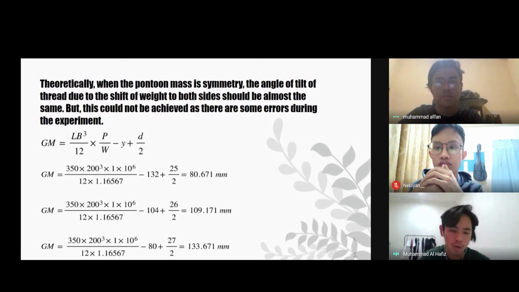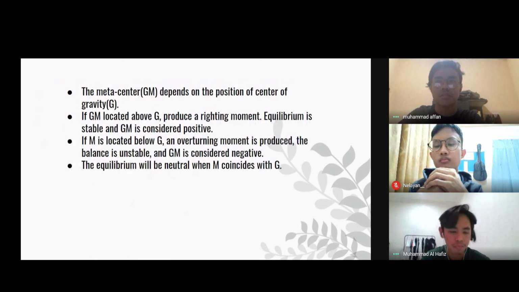From what we calculated, these are the values that we got. For test 1, the GM is 80.671 millimeter. For test 2, 109.171 millimeter. For test 3 it is 133.671 millimeter. So these are the points on the reliance of the metacenter on the position of the center of gravity in terms of stability of a floating body.